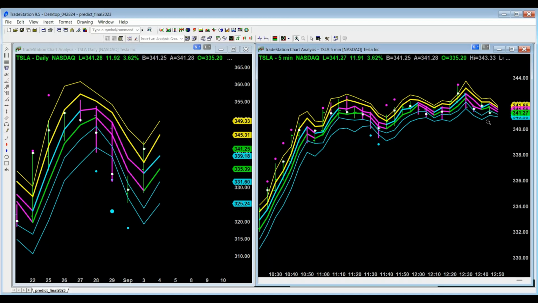And right now, exactly as I predicted or evaluated, it dropped down to this blue support trend line for this 5 minutes time frame. So at least it dropped 40 cents.